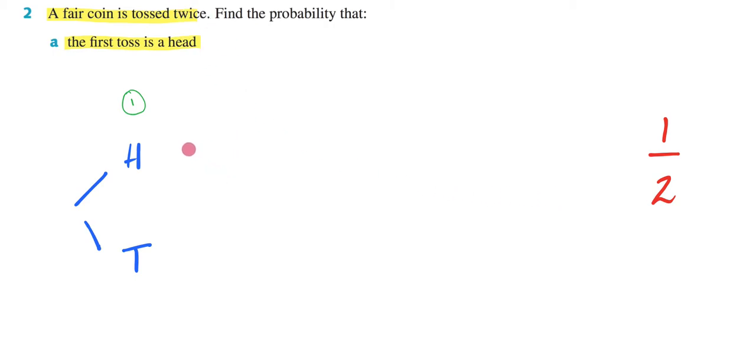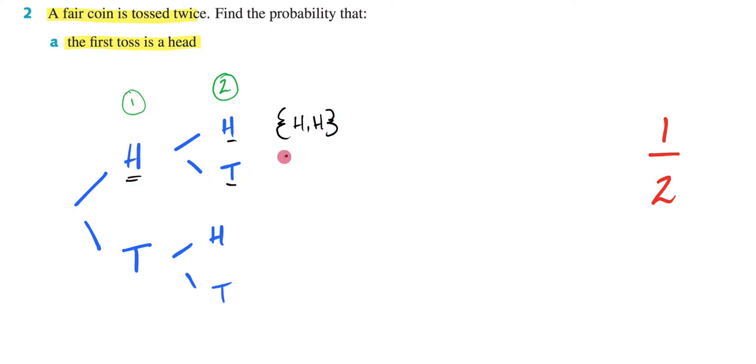So then we could continue to draw out my tree diagram. So from here I could get a head or a tail, or from here I could get a head or a tail. And this column would represent my second toss. I then could write out the elements of my sample space. So I could either get two heads, so a head and a head. I could get a head and a tail. I could get a tail and a head. Or I could get a tail and a tail.